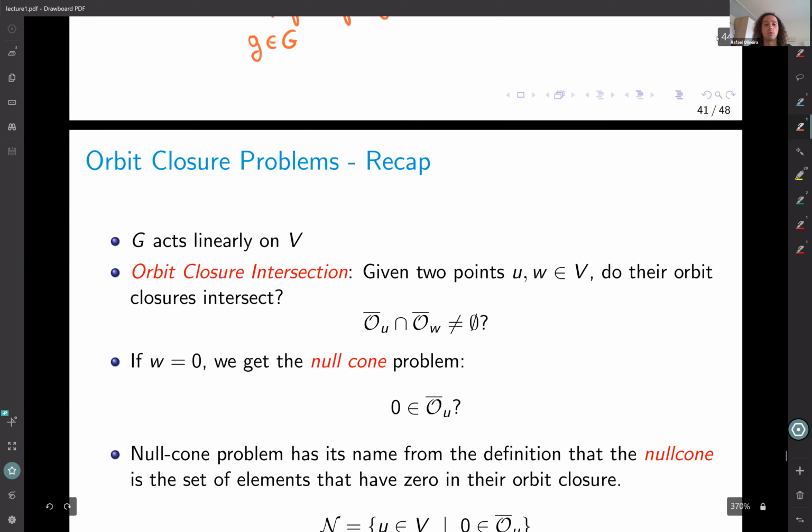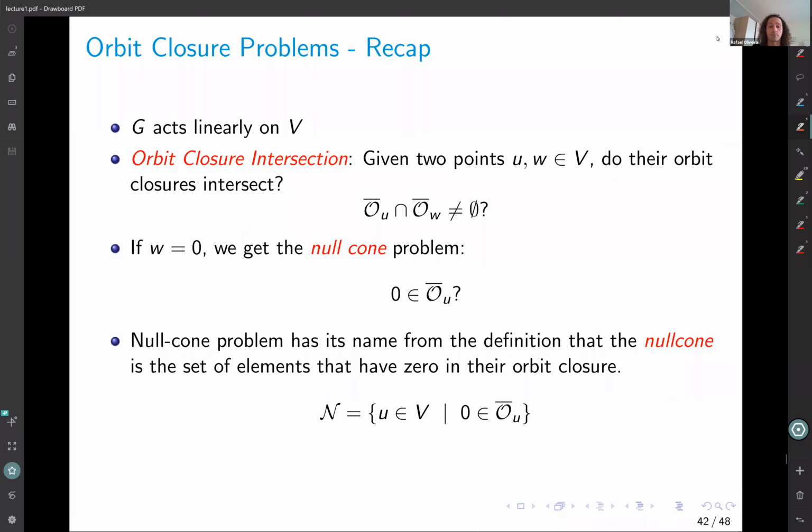Okay, now if we just recap the orbit closure: since the problem of orbit closure containment was really hard, let's just focus on the orbit closure intersection. And in particular, let's focus on the null cone problem. To recap, the null cone problem was: if I give a point u in V, is 0 in the orbit closure of u? So this is the problem that we're interested in now.